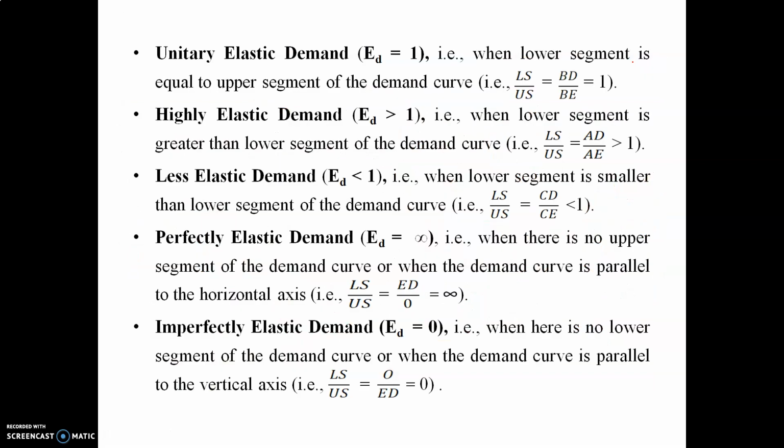So all these explanations are given in this slide. Unitary elasticity of demand, which means ED equal to 1. Highly elastic demand when ED is greater than 1. Less elastic demand when ED is less than 1. Perfectly elastic demand when elasticity of demand is equal to infinity. And perfectly inelastic demand when elasticity of demand is equal to 0.